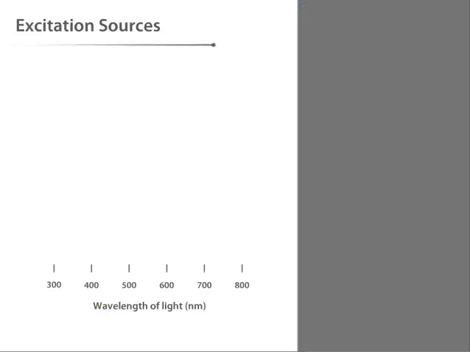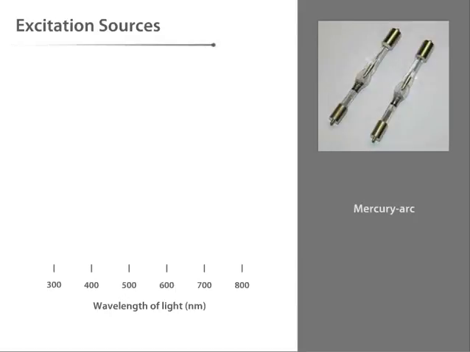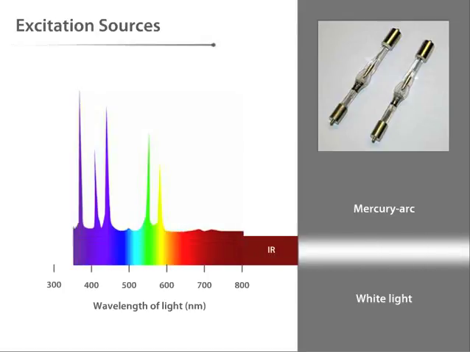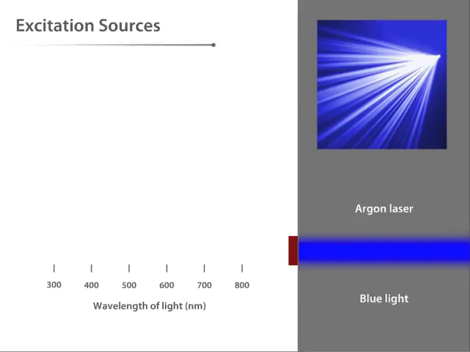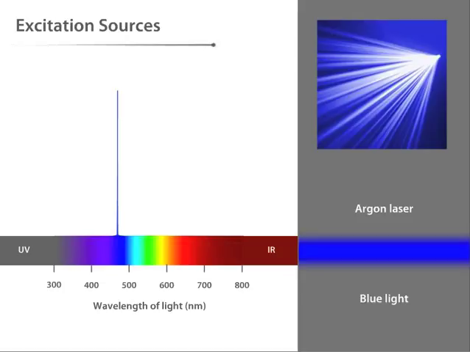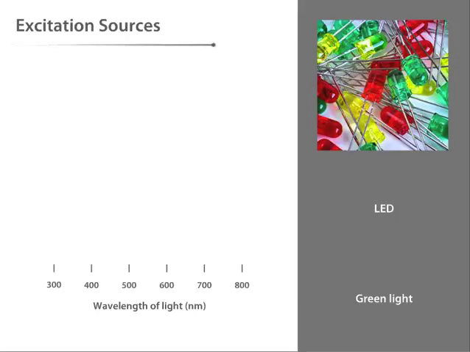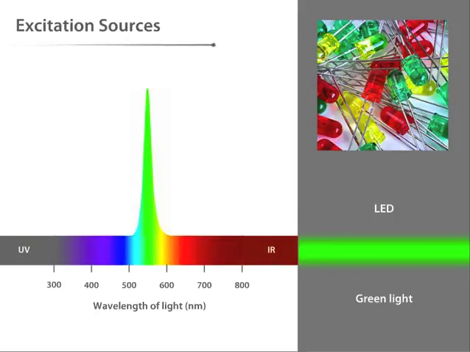The most popular sources used for exciting fluorescent dyes are broadband sources, such as the mercury arc and tungsten halogen lamps. These produce white light that has peaks of varying intensity across the spectrum. In contrast, laser excitation sources, which will be described later, offer one or a few well-defined peaks, allowing more selective illumination of your sample. More recently, high-output light-emitting diodes, or LEDs, have gained popularity due to their selective wavelengths, low cost, low energy consumption, and long lifetime.